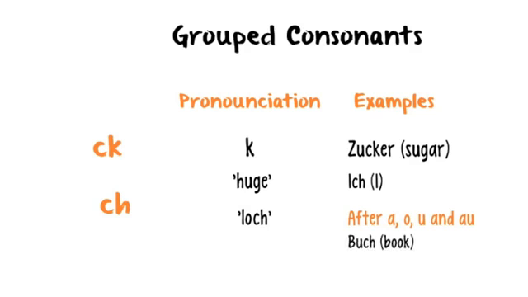which means book. In the third case, the CH can also be pronounced like a K if it is at the beginning of a word. Here we have the example of the word Charakter, which means character. Zucker, ich, Buch, Charakter.